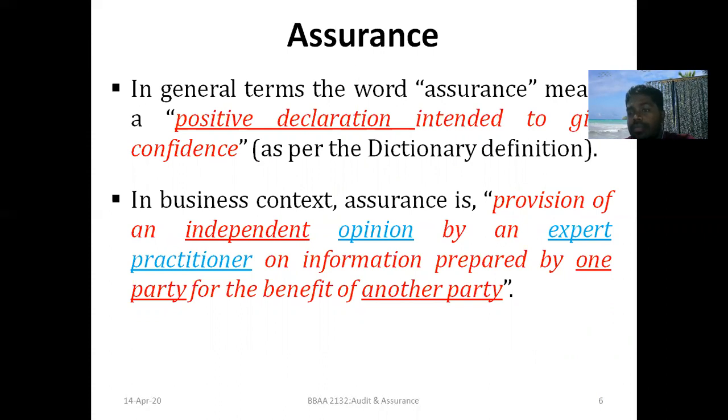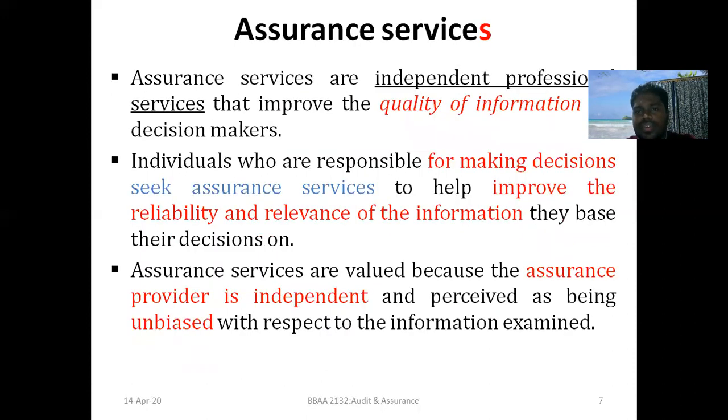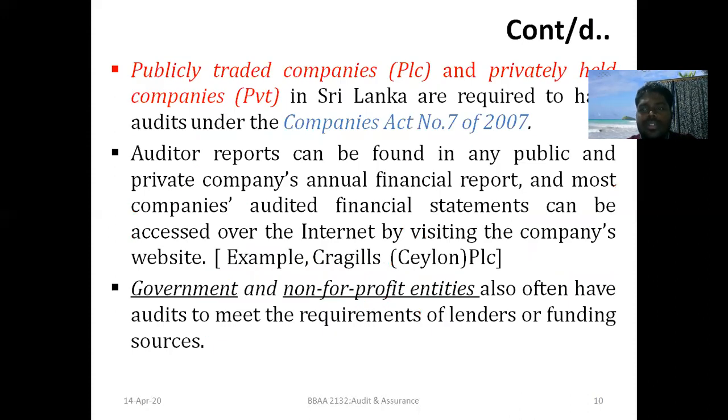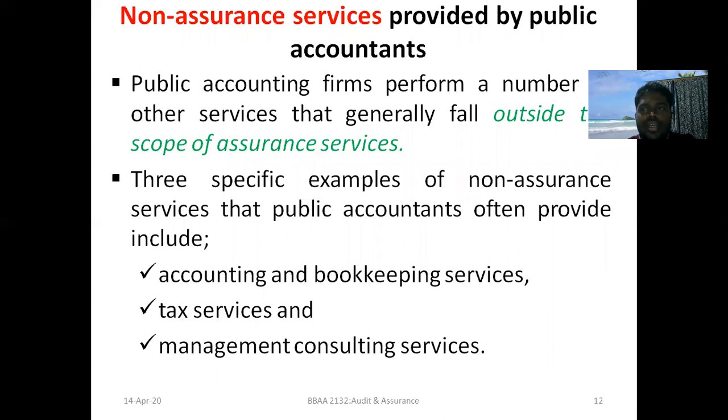With the help of a diagram, the oval type diagram, I clearly explained the relationship between these three terms: assurance service, attestation service, and auditing. So please remember, this is the first important thing we discussed. Then we moved to audit of financial statements or company audit. We discussed a lot about that particular concept.